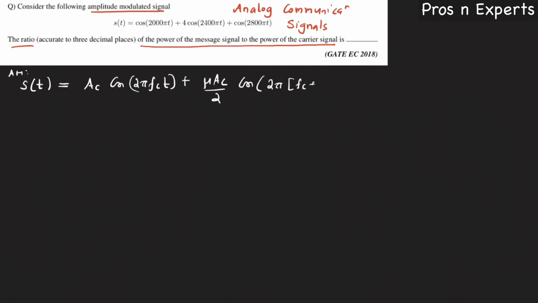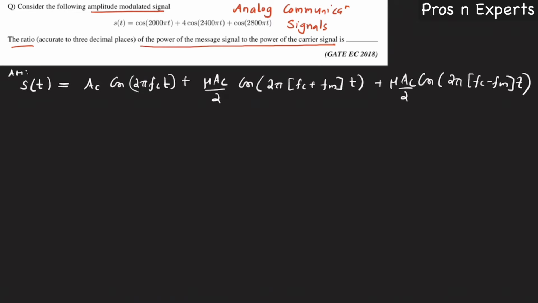an amplitude modulated signal, and you know the general form of an amplitude modulated signal, which is equal to AC cos 2 pi fc t plus mu AC by 2 cos 2 pi into (fc plus fm) into t plus mu AC by 2 cos 2 pi into (fc minus fm) into t.